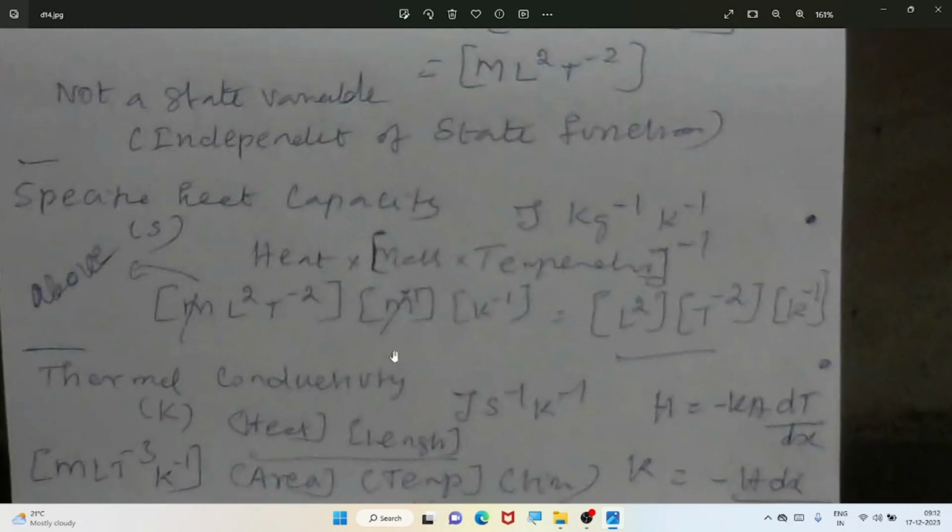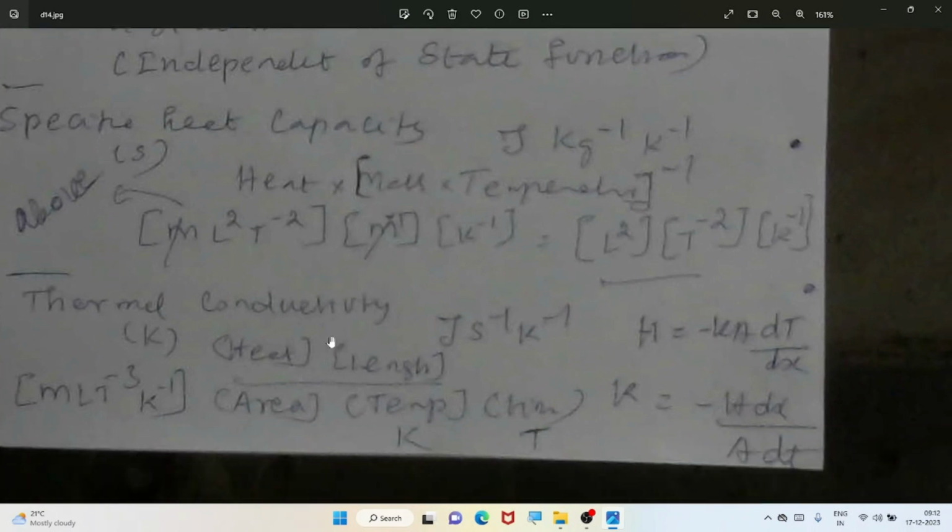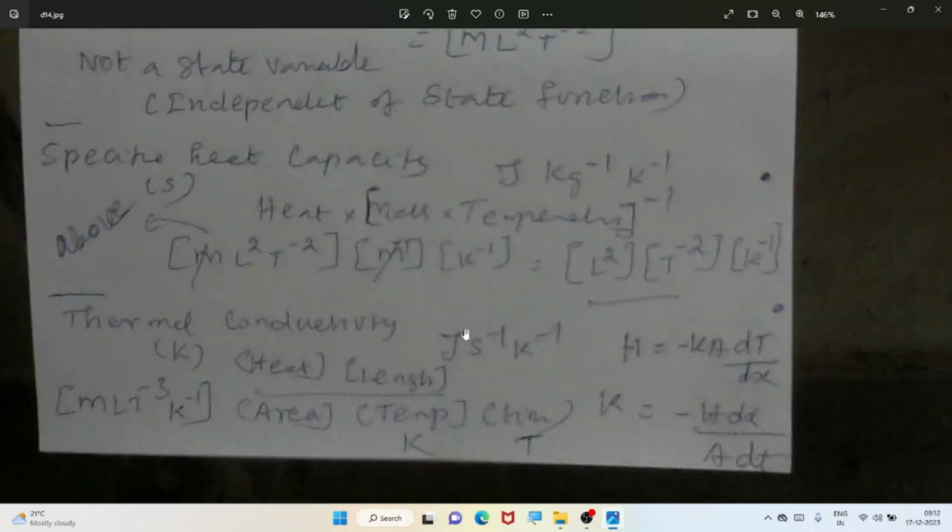Thermal conductivity: heat into length divided by area, temperature and time.